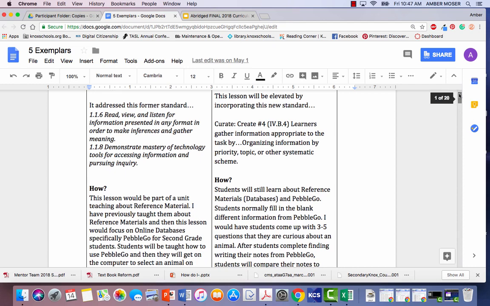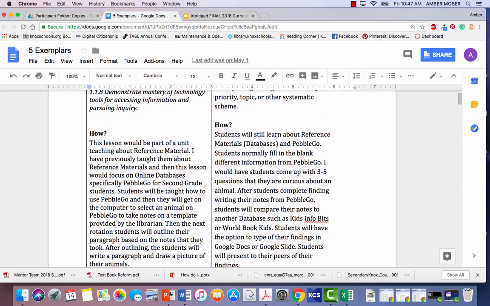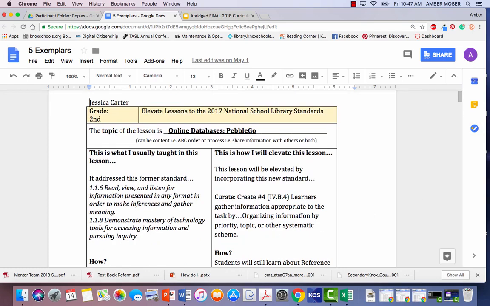She could also go a different route, with comparing their notes to another database. She could have them organize their findings maybe in a Venn diagram that lists what was presented in Kids Info Bits versus what was presented in Pebble Go and what was the same. So there are a couple of different ways that this lesson could serve to bring in this standard.